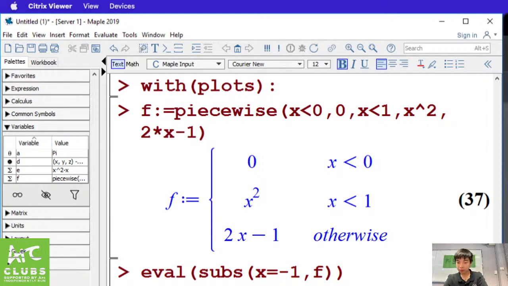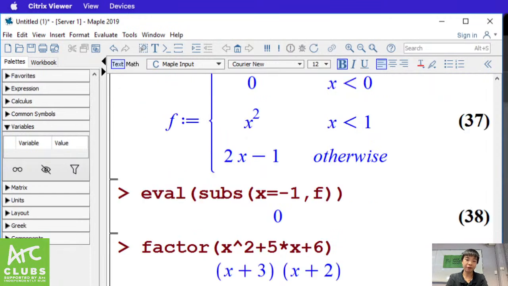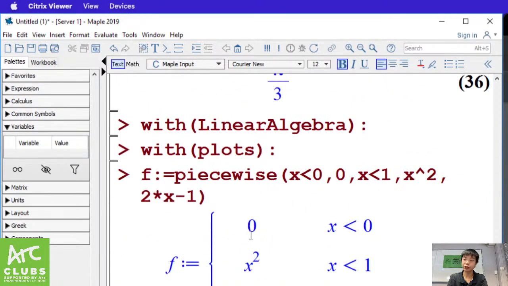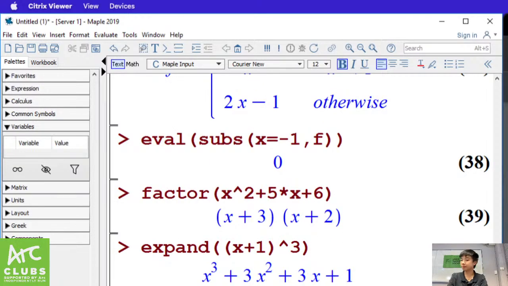So whenever you're moving on to the next question, if you don't want it to affect what you're doing, you should try to restart. And that just removes every variable that you set previously. So if you do f, you will no longer get this piecewise function. So if we expand cos A plus B, we get the expansion.